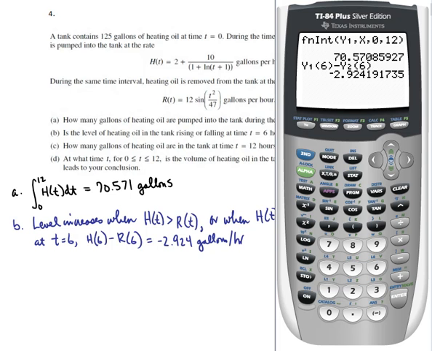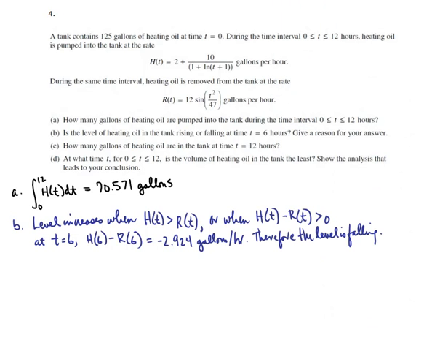We'll get the calculator out of the way. And we say that since this is true, the level is falling. Therefore, the level is falling. Now for part C, we want to find out how many gallons of heating oil are in the tank at time t equals 12 hours. Well, we know how much has been added to the tank. That's the integral from 0 to 12 of h of t. The amount that has left the tank would be the integral from 0 to 12 of r of t.